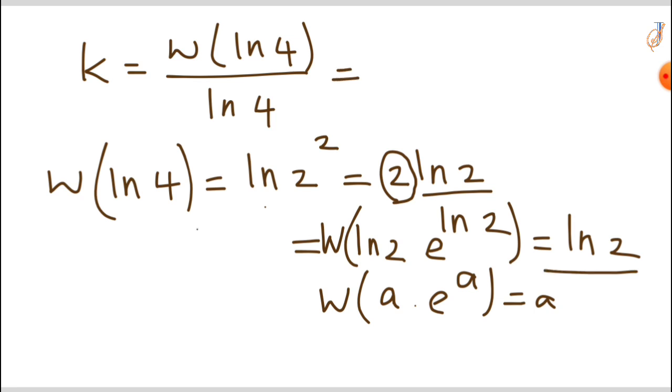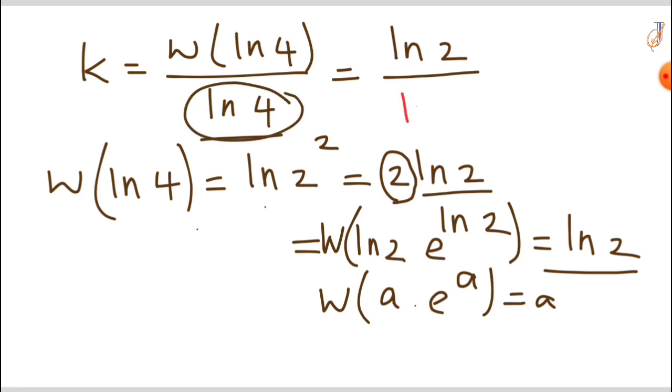So instead of the numerator W of ln 4, we can write it as ln 2 over, here we have ln 4 at the denominator. This ln 4 we can write as ln 2 power 2. Again it is in the form of ln a power n. We can write it as 2 times ln 2. The ln 2 and ln 2 get cancelled, so we are left with only 1 over 2. In both methods, we found that the k value is 1 over 2.